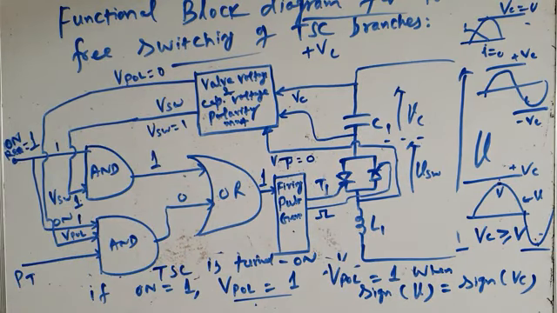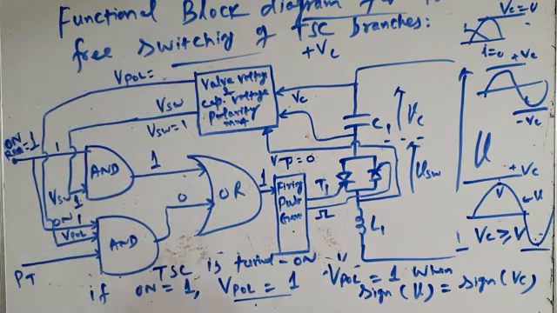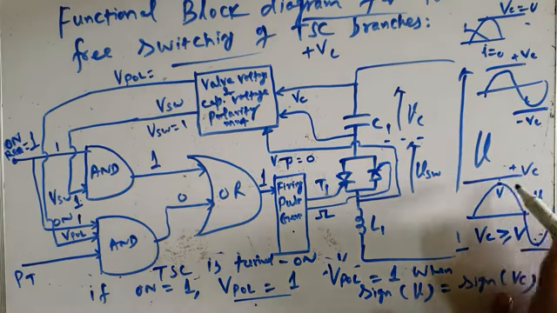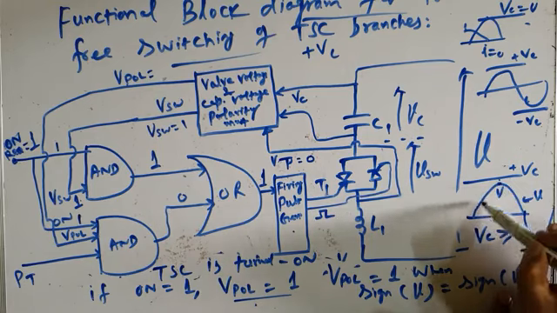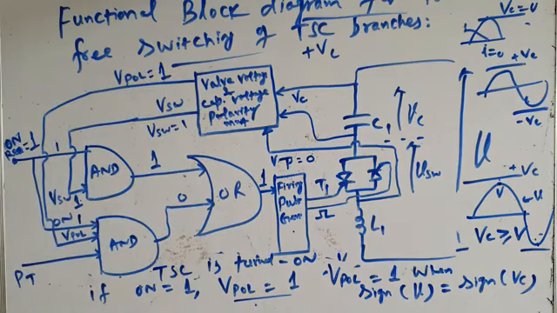Okay. And it also gives information. So when will VPOL be equal to 1? I already told you that VPOL will be equal to 1 when the sign of V is equal to the sign of VC, when the polarity of the instantaneous value of the applied voltage is the same as the polarity of the capacitor voltage. That means if the capacitor voltage was positive and the instantaneous input voltage is also going through the positive half cycle, then it will make VPOL equal to 1. Okay, so VPOL is equal to 1.